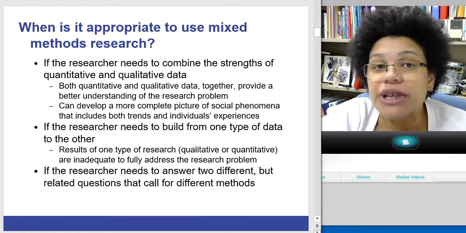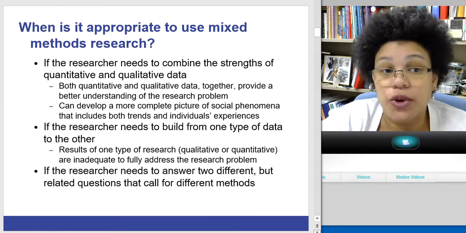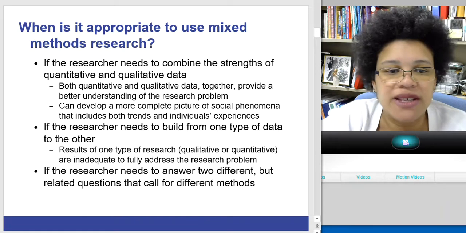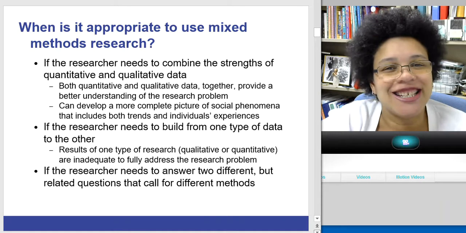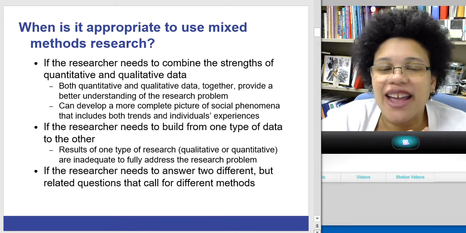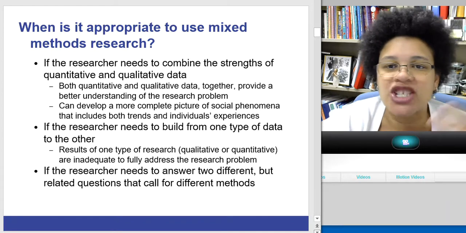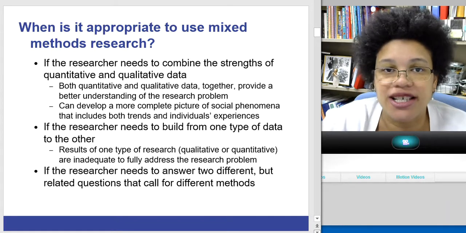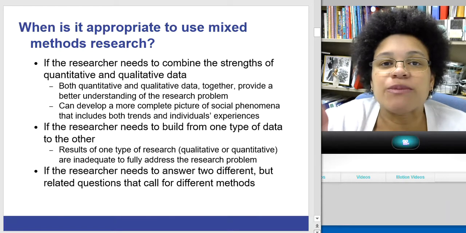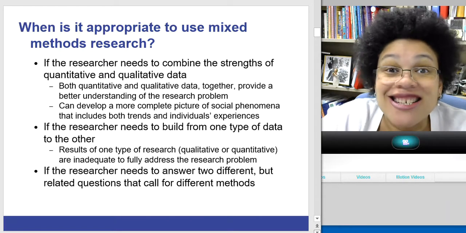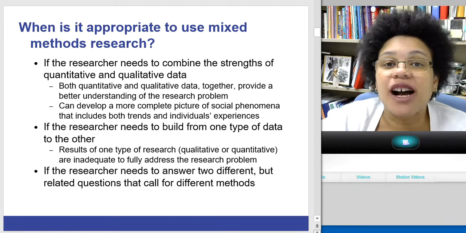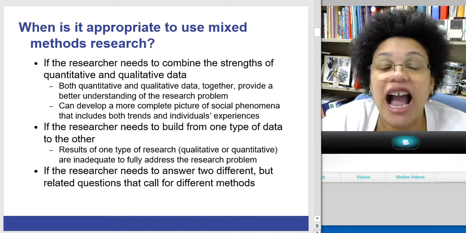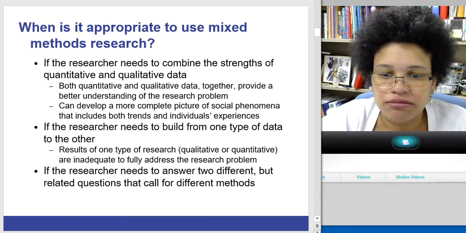Now, sometimes you need to build from one type of data or another. We're going to talk a little bit about that when we talk about some mixed methods designs. And sometimes you have two different but related questions. And so it might be your first question is establishing that the phenomenon exists, and your second question might be, if this phenomenon exists, why does it exist? Or if this process is actually happening, how is it happening? Okay.